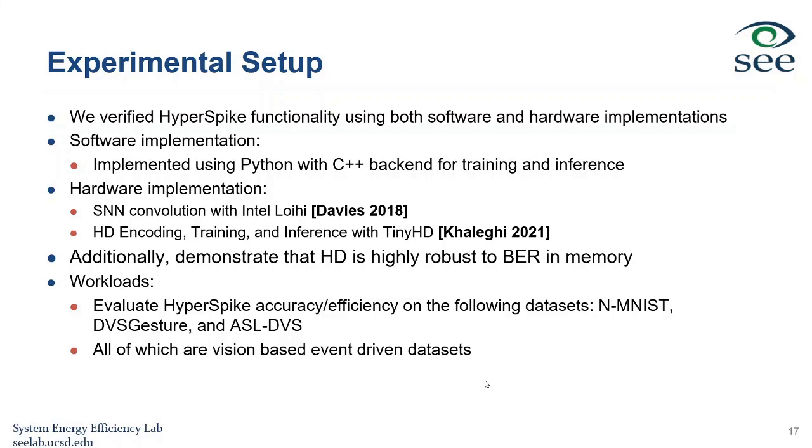We test HyperSpike on 3 popular vision-based event-driven datasets: NMNIST, DVS gesture, and ASL DVS, where NMNIST is digits, DVS gesture is hand gestures, and then ASL DVS is American Sign Language. And all of these datasets are vision-based event datasets.